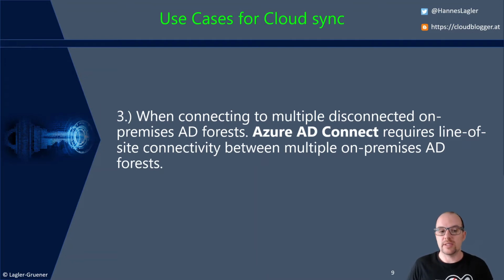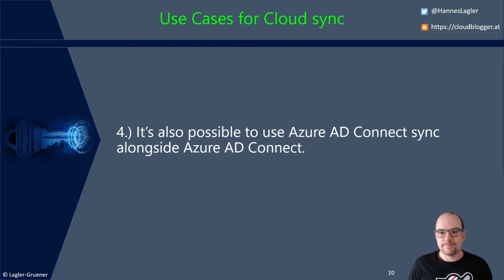And the next option is, if you have multiple disconnected on-premise forests, AD Connect requires line of business connectivity between multiple on-premise Active Directory forests. So this is the difference. With Azure Active Directory Connect, you have to create connectivity between those multiple on-premise Active Directory forests. With Azure Active Directory Cloud Sync, you don't need the connectivity between the forests.